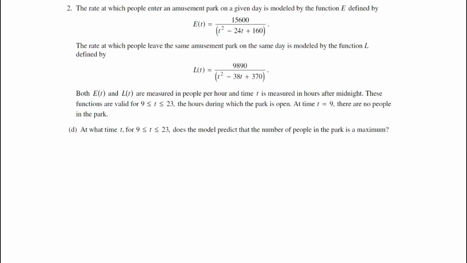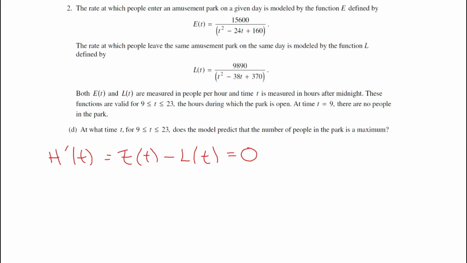And here in part D, it says, at what time from 9 to 23 does the model predict that the number of people in the park is a maximum? And so, what we need to figure out when we have a maximum is when the rate of change is equal to 0, right? When the E minus L, or in other words, when h prime of t, which is E of t minus L of t, is equal to 0, that's when we could have a potential maximum or minimum, or on the 9 to 23 interval, since it's closed, it could be at 9 or at 23.